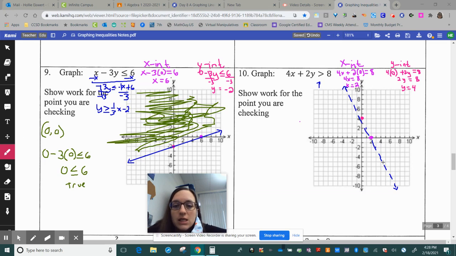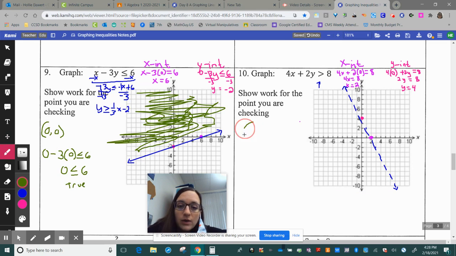We got our arrows at the end. Now we just check 0, 0 to see if it works. Okay, we're checking 0, 0. So we're going to check this point. If it's a solution, that's where we color. Now again, you could technically pick any random point. You can even pick like 3/4 and 1/2, but who wants to work with fractions?